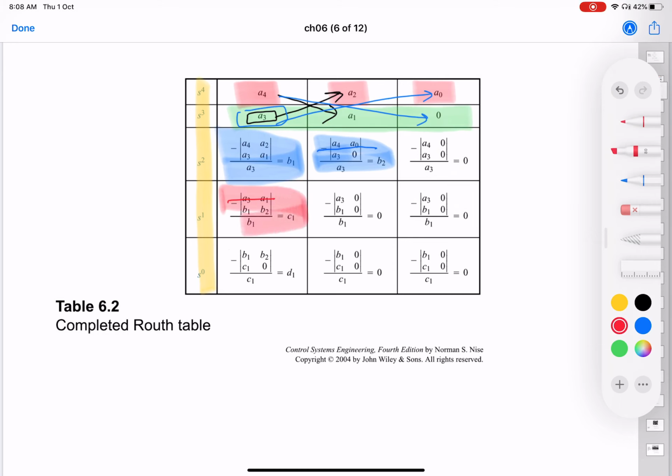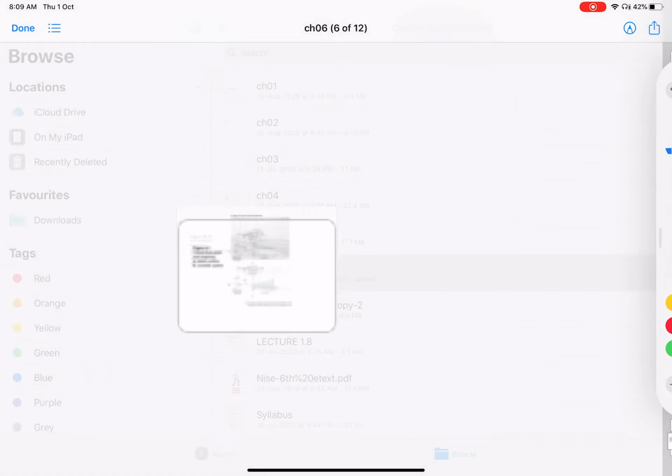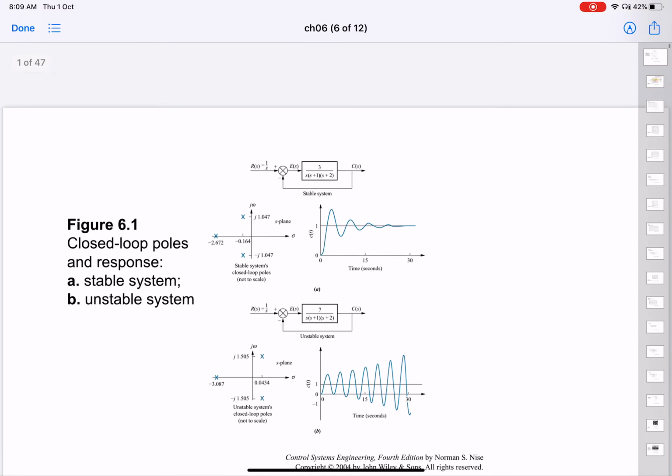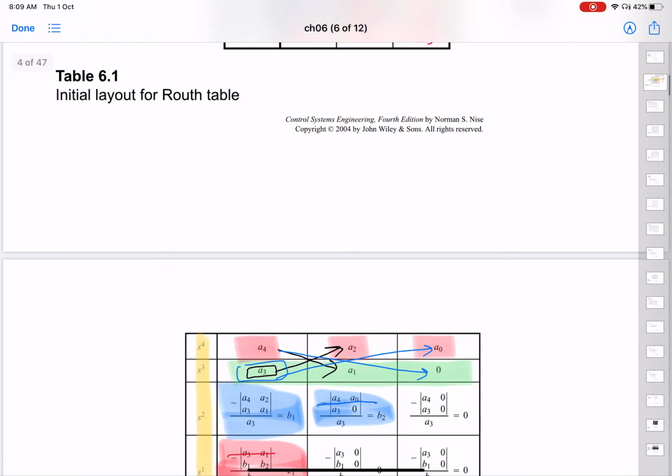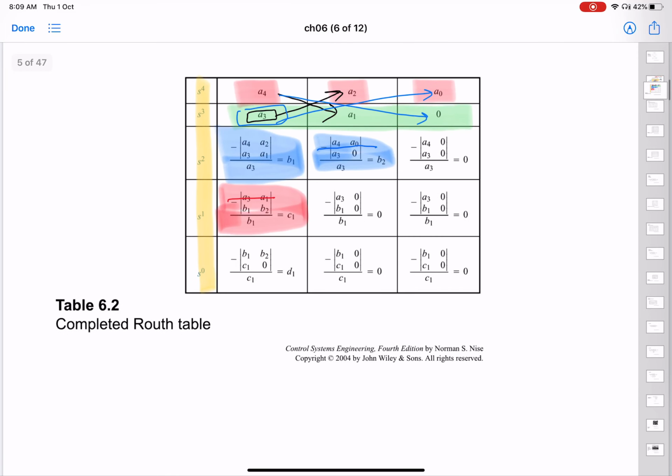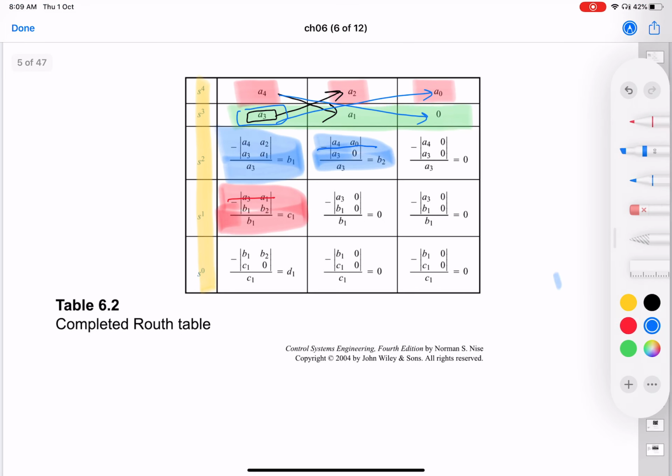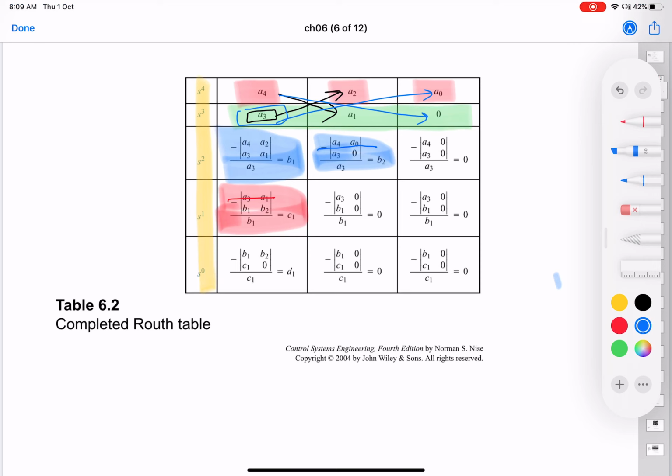for example, this term here, we'll be taking the two rows above it, which are these two rows, which are these two rows here. These two rows. Right? So I hope this is clear. Once we make the Routh table, then the test becomes very simple.